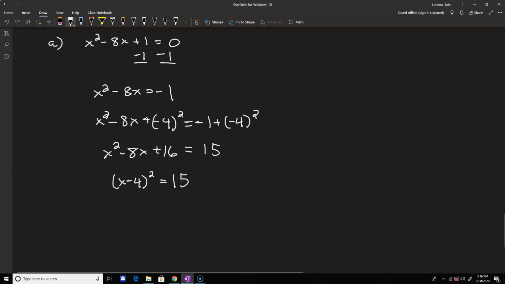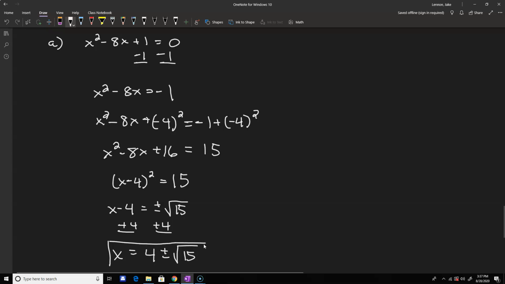Well, if we know something squared equals 15, that means it either has to be the square root of 15 or the negative square root of 15. So that's where our answers come from. So basically x minus 4 has to equal plus or minus the square root of 15. And then we just have to add 4 to both sides, and we get our answer. So x has to be 4 plus or minus the square root of 15. So those are the two answers according to completing the square.